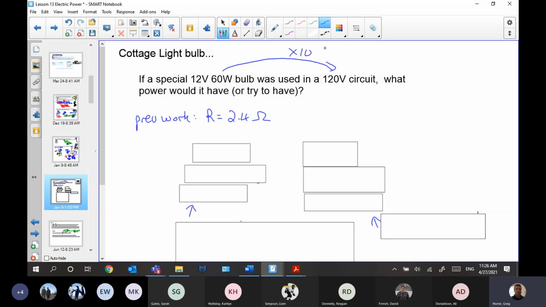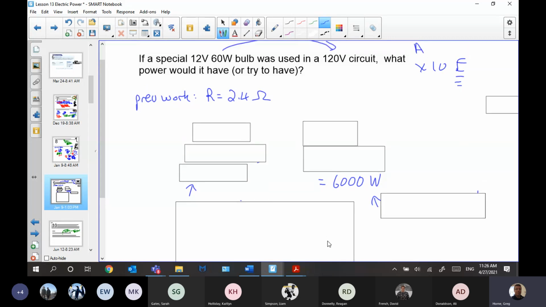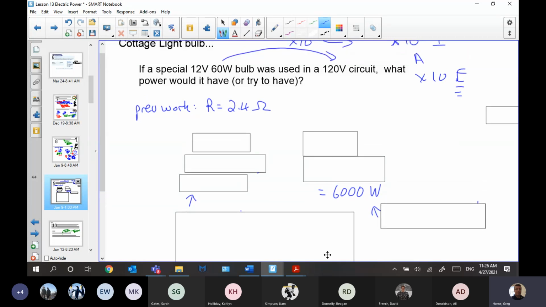10 times as much voltage is going to lead to 10 times as much current, plus we have 10 times as much energy. And so we're talking about times 10 times 10. You should be predicting that this thing's going to try and behave as a 6,000 watt bulb. You plug in this light bulb thinking it's going to work. It just looks like a light bulb, right? Plug it in and immediately it burns out. Gives a big flash of light, but of course melts the filament inside instantly.